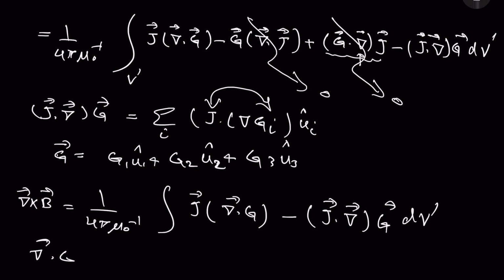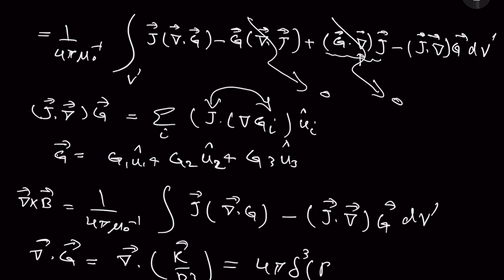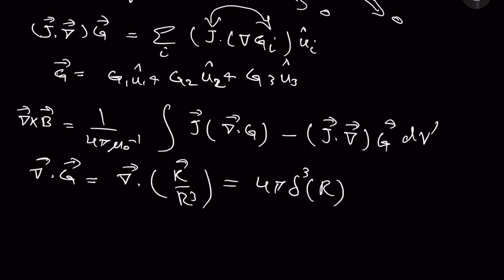So what is the divergence of G? Divergence of G is equal to divergence of R over R cubed. And that one we already know, from the previous lecture where we discussed this, is equal to the delta function. So then this becomes a little bit simpler, and curl of B will be equal to 1 over 4 pi, J delta.